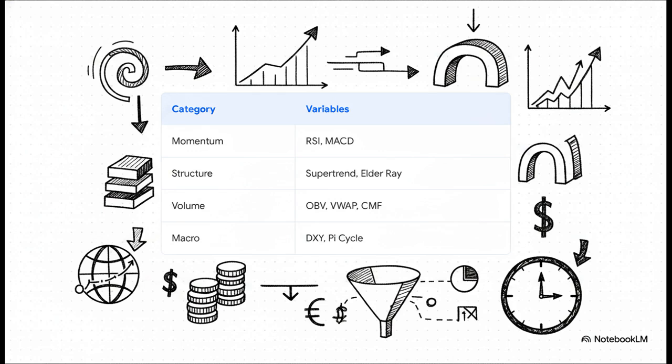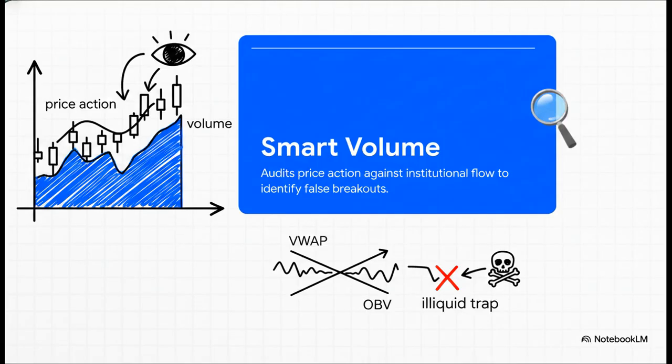And finally, the macro context modules evaluate global capital flows by auditing things like the dollar index and long-term cyclic indicators. Now, what's really interesting about this slide is the Smart Volume module. Think of this as a very strict auditor. It constantly cross-references price action with sustained institutional money flow, using tools like the VWAP and on-balance volume. It is actively hunting for divergences.